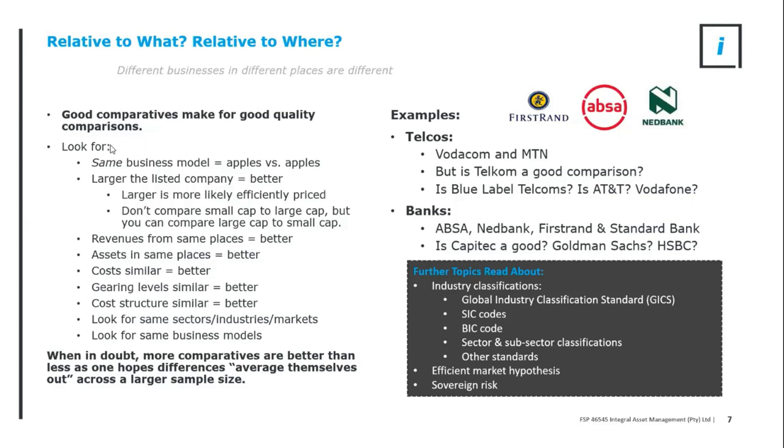So the larger, the better for comparatives. Consider revenue in the same places and assets in the same places, because countries are different and have different risks. Costs should be similar, debt and gearing should be the same, cost structures, look for the same sectors, same business models. All of these things are ensuring we are comparing apples with apples.